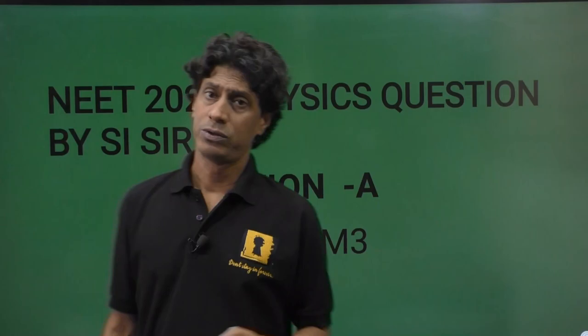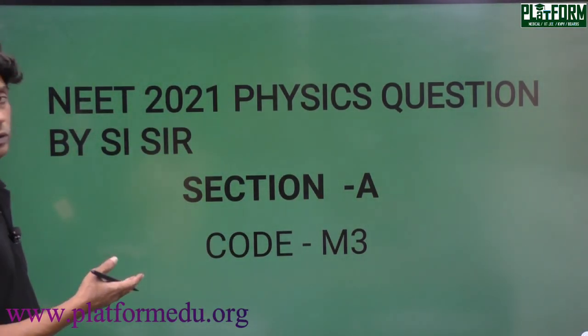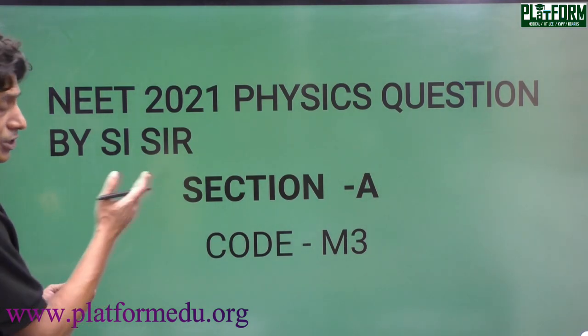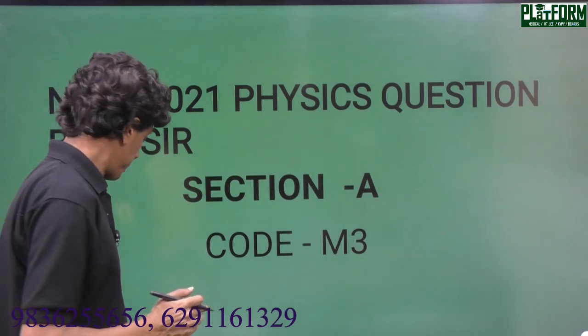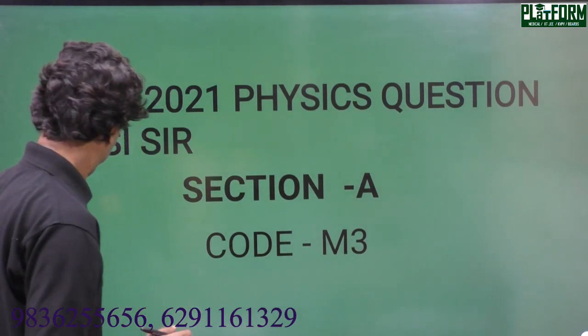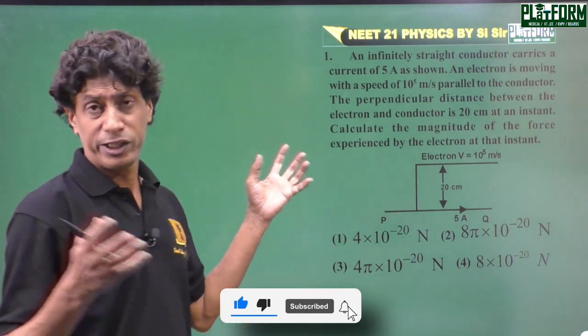Section A. Question code is M3. Section A consists of 1 to 35 questions, and the first question, question number 1, is taken from NEET 21.